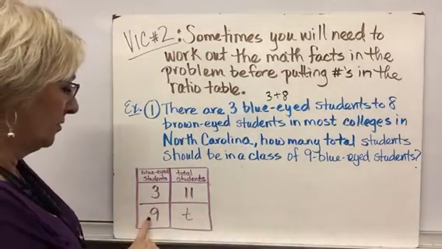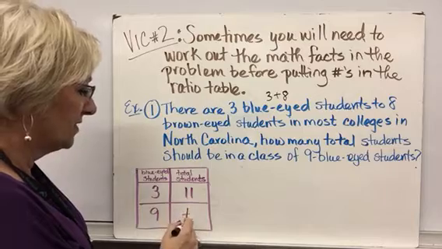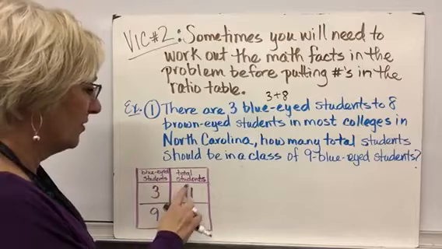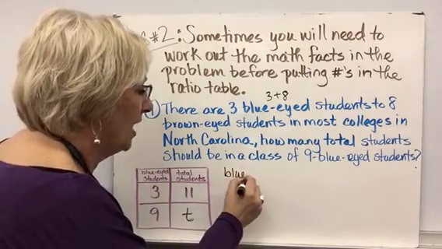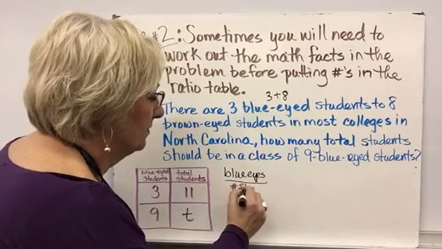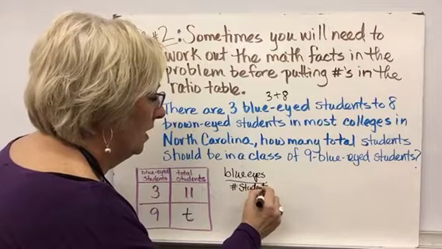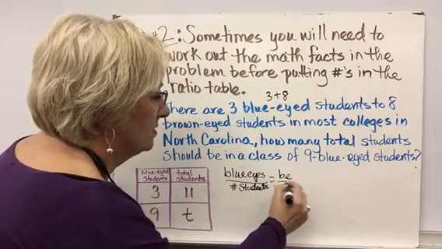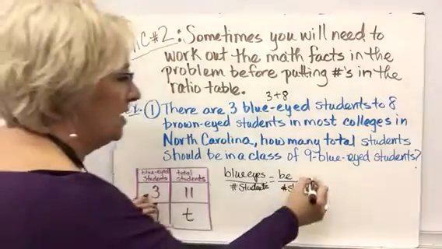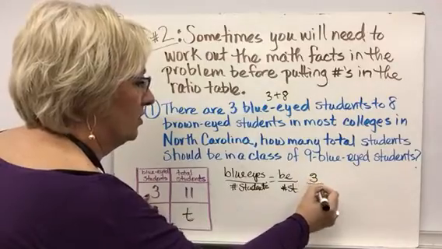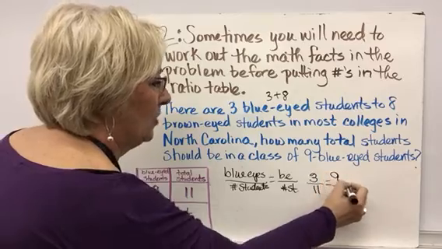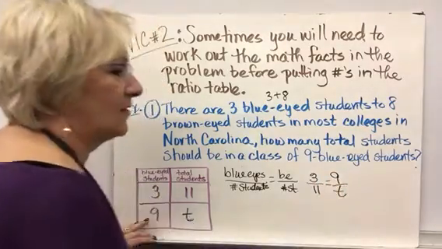So I'm going to put 9 here, and the total number of students I don't know, so I'm going to put T. So the first thing I'm going to do is say blue eyes to total number of students, and that's going to equal blue eyes to total number of students. So I'm going to say 3 blue eyes to a total of 11 students will equal 9 blue eyes to a total of T students. I don't know what it is.